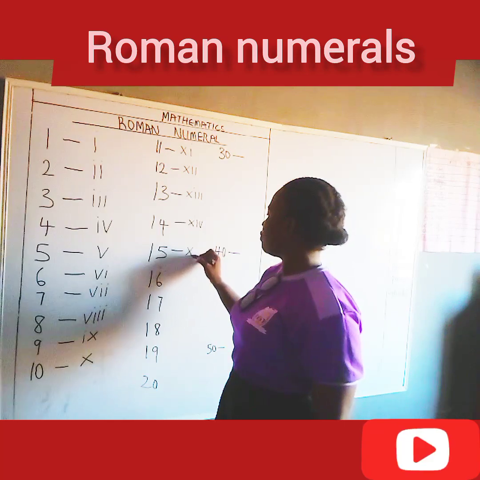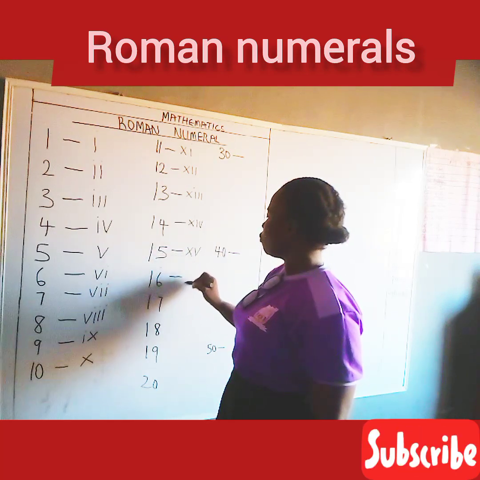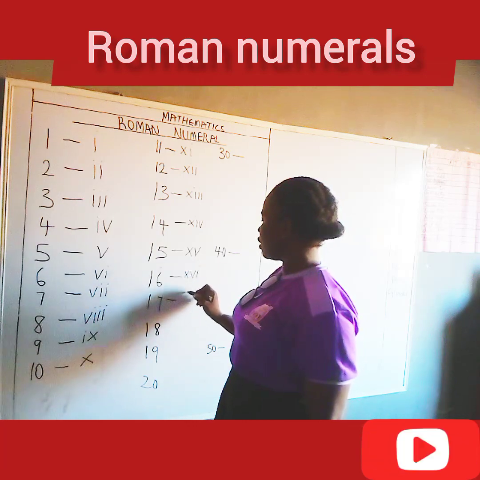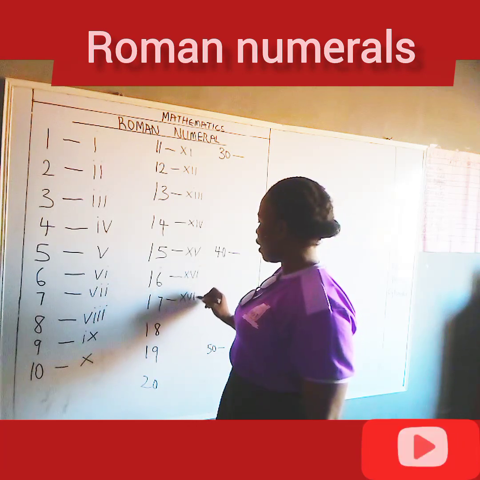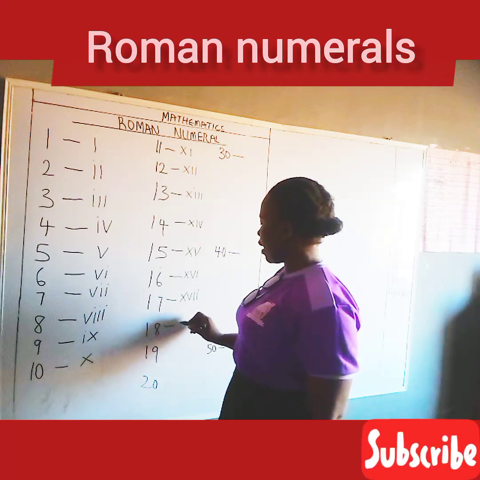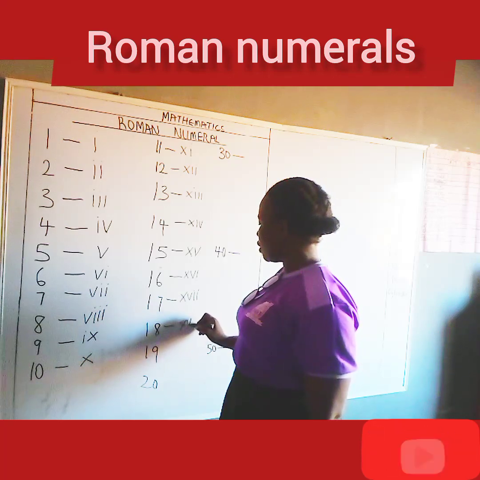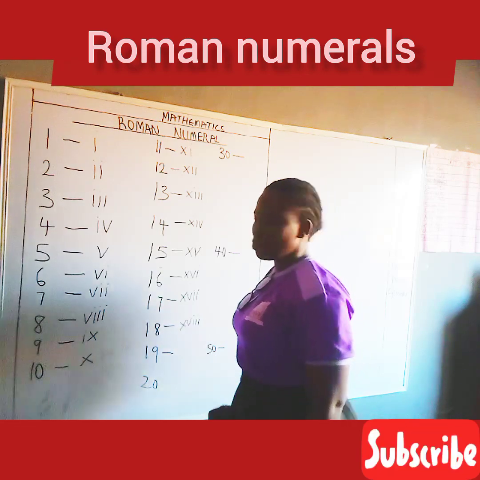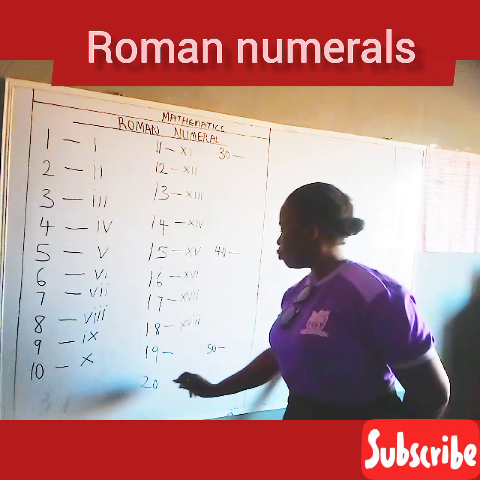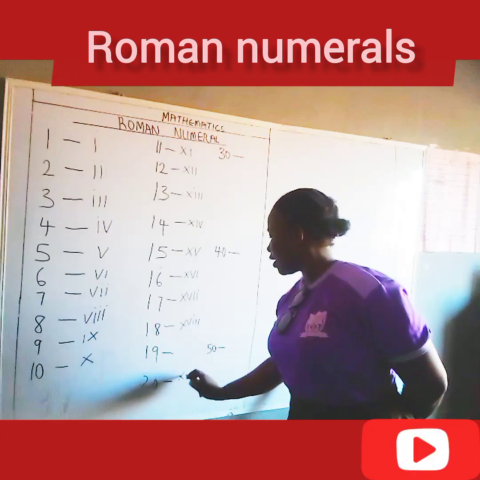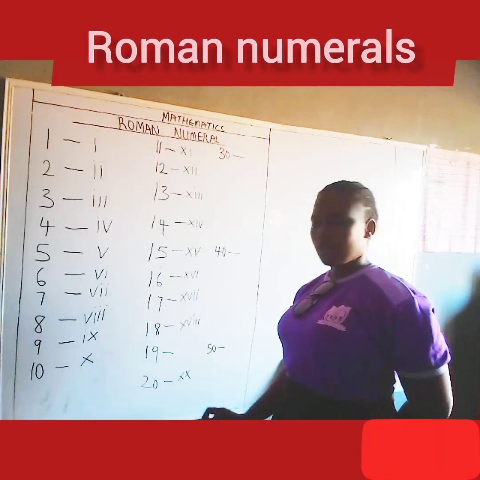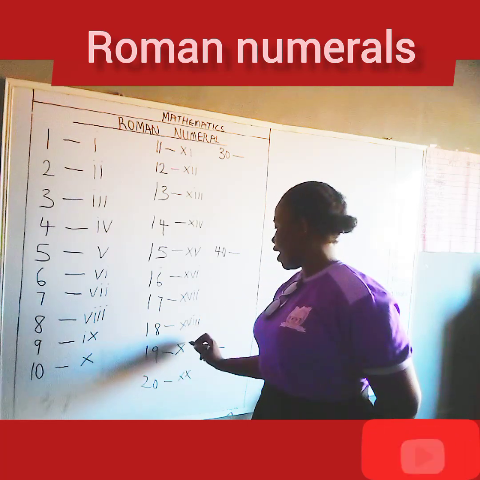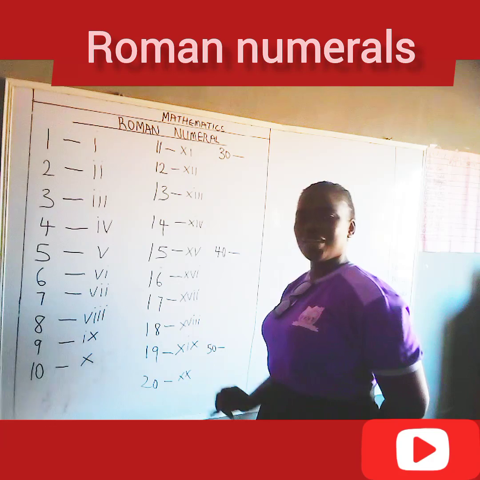15 will be XV. 16 will be XVI. 17 is XVII. 18, X, which is 10, V, 15, III. 19 will be what? Tell me, if 20 is XX, 19 will be, don't forget 10 is what, X, then the 9, IX. Good.